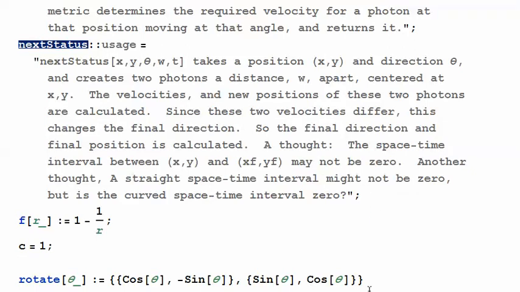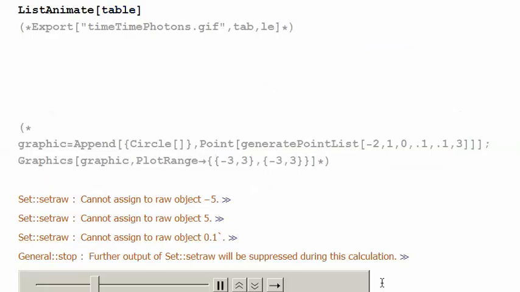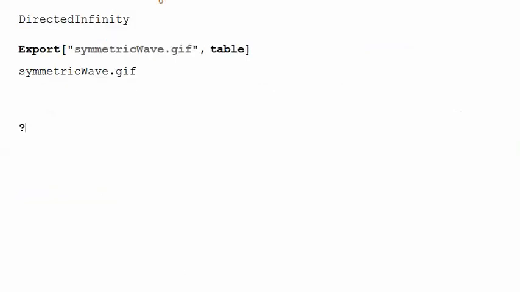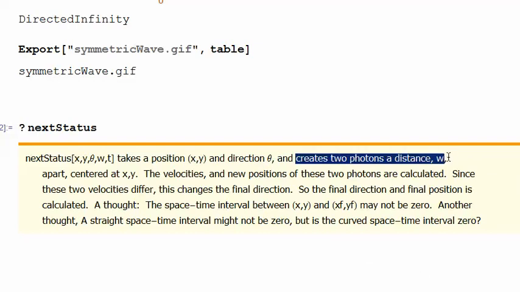Now let's try this out. I'm going to run this, and if I remember correctly, what this usage thing does is when I put question mark next status, hold on. So if I type in question mark next status, it will actually tell me what that code does. It says next status takes the inputs x, y, theta, w, and t, takes a position x, y, and a direction theta, and creates 2 photons, a distance w apart, centered at x, y.